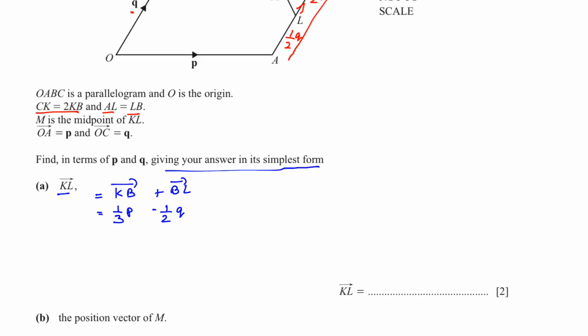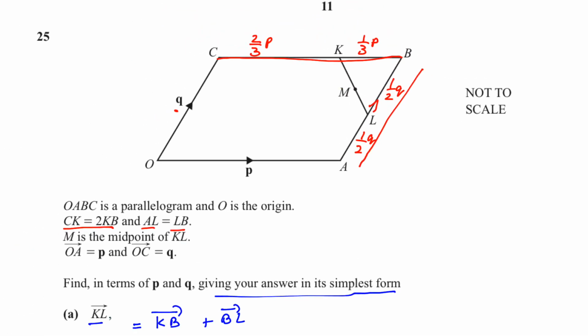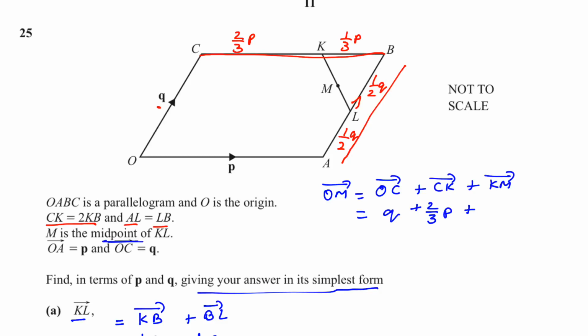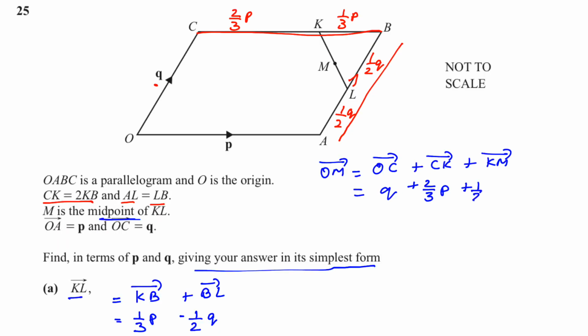Moving forward to the next question, we are asked to find the position vector of M. Position vector means that from O you have to reach M. So we can use this path here, as we already have KL also. We can write OM is equal to OC plus CK plus KM. OC is Q, CK is 2/3 P, and KM is the half of KL, as they told us that M is the midpoint. So half times KL, which is 1/3 P minus half Q.